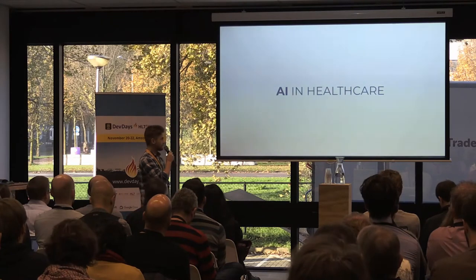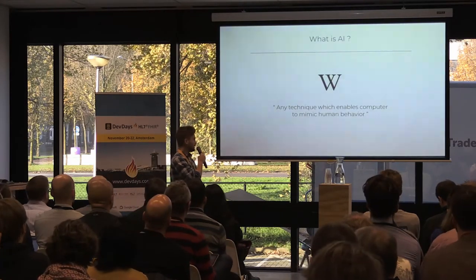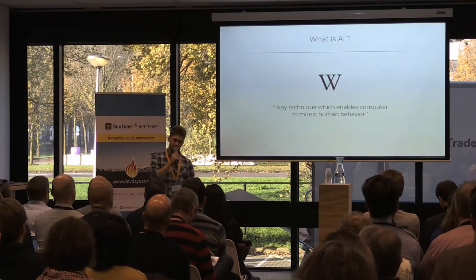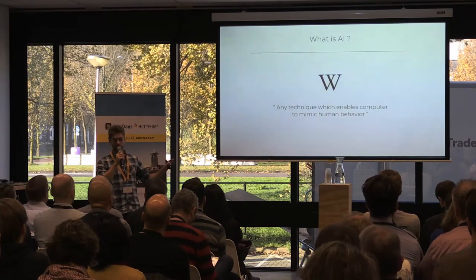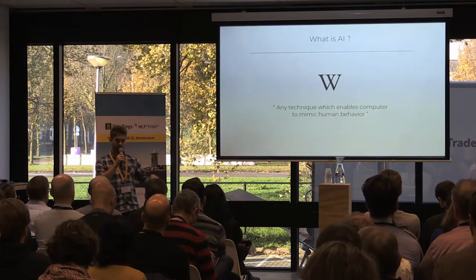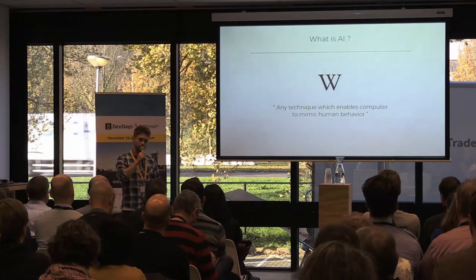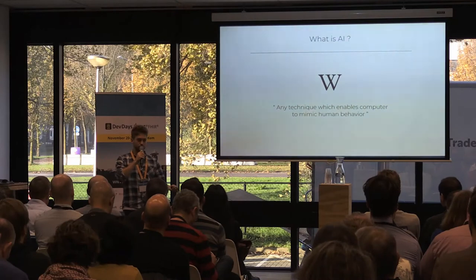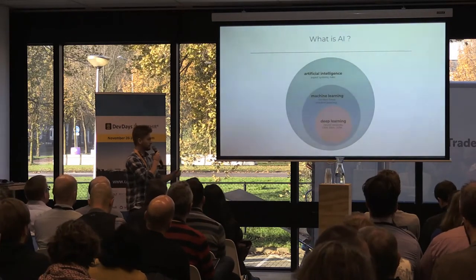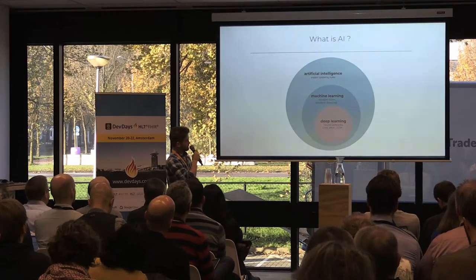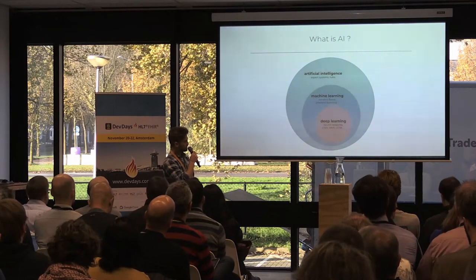So about AI, quick definition, Wikipedia, thank you. Simple: any technique that mimics human behavior. So here we are not speaking about superhuman robots, we are not talking about that, but we are speaking about weak AI. So an algorithm that helps you to do a task automatically. How do we do that? With different fields. I just wanted to differentiate these terms that come up a lot.